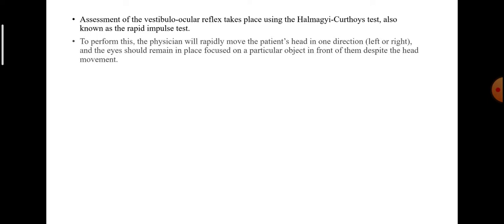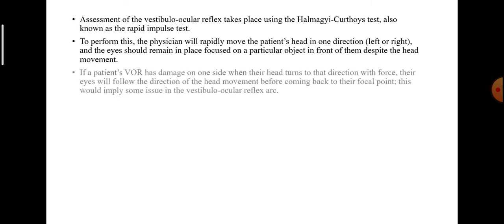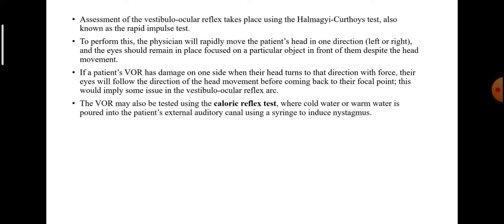Assessment of the vestibular ocular reflex takes place using what is called the Halmagyi-Curthoys test, also known as the rapid head impulse test. To perform this, the physician will rapidly move the patient's head in one direction, left or right, and the eyes should remain in place focused on a particular object in front of them despite the head movement. If a patient's vestibular ocular reflex is damaged on one side and their head turns to that direction with force, their eyes will follow the direction of the head movement before coming back to their focal point, and this would imply some issue in the vestibular ocular reflex.